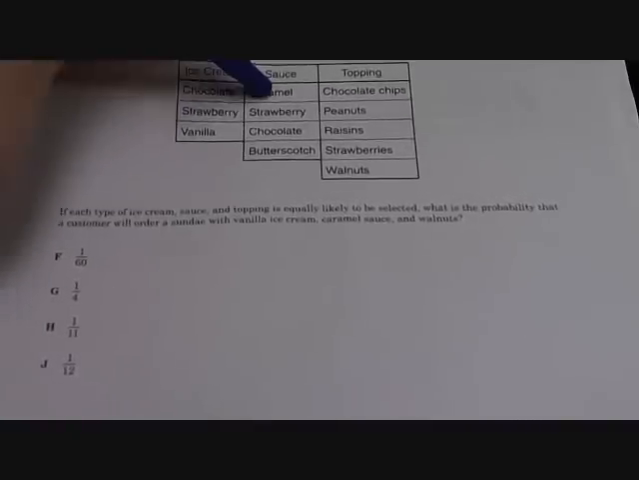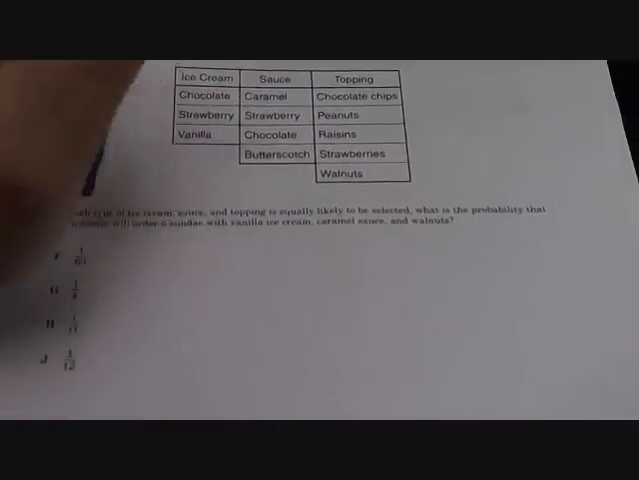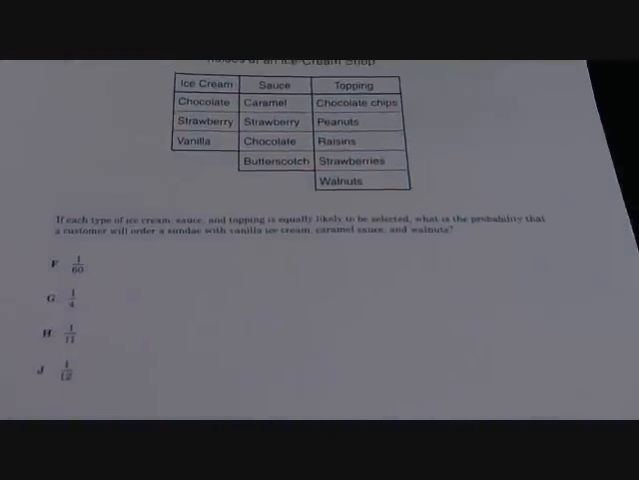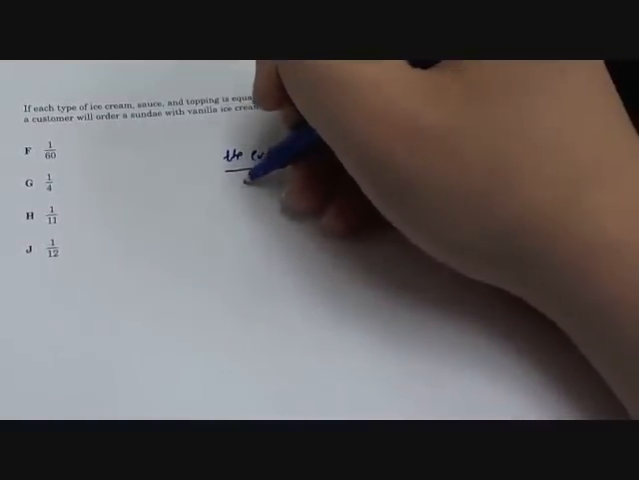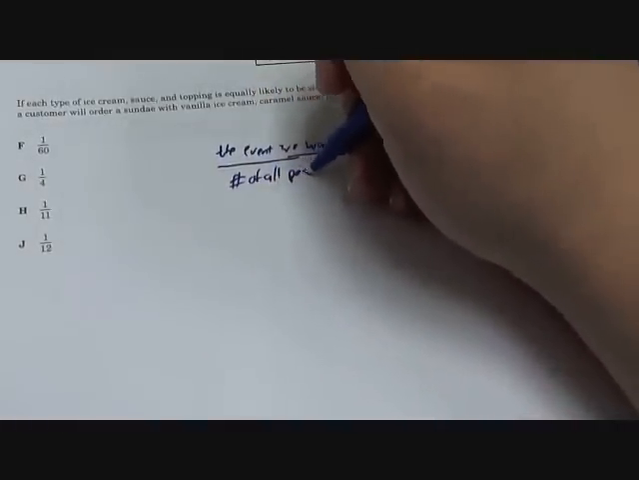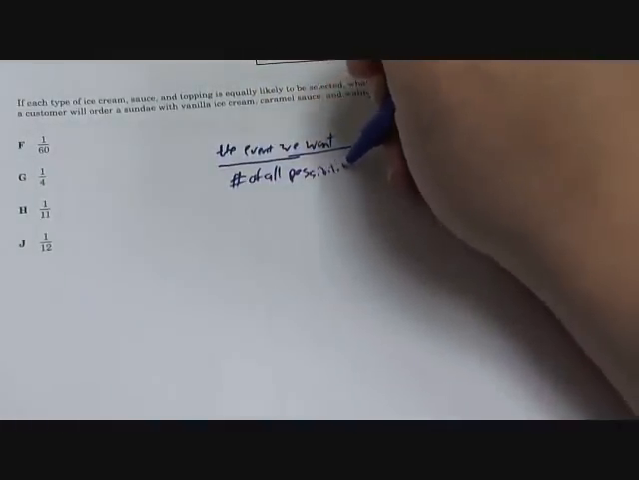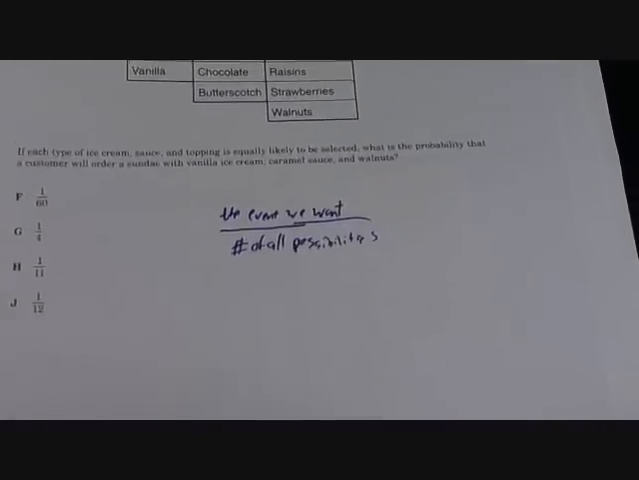of vanilla, caramel, walnut? Alright, so first thing first, we're asking probability. So we need to know our probability is the event we want divided by the number of ways everything else is possible, of all possibilities.